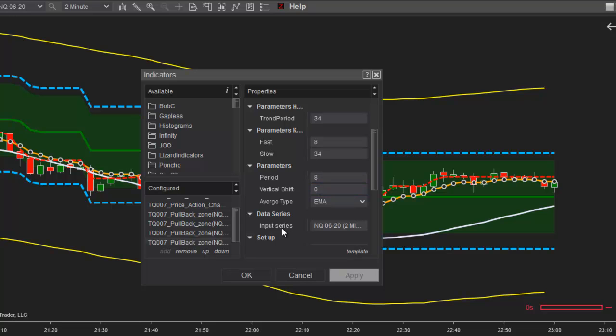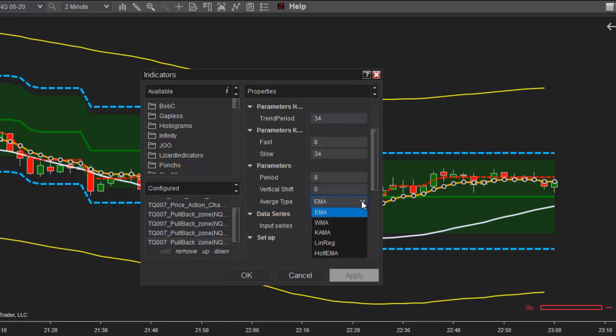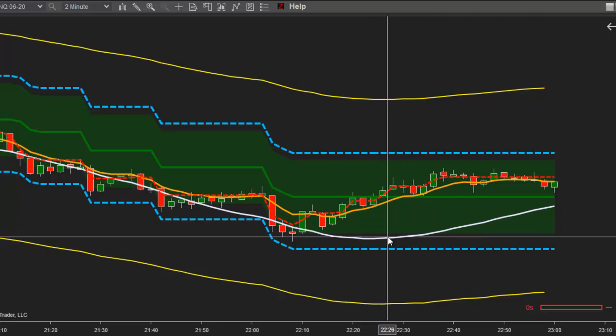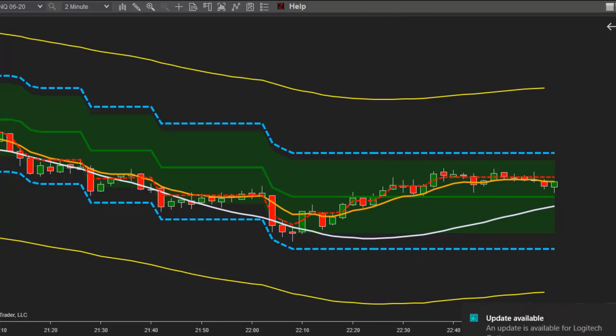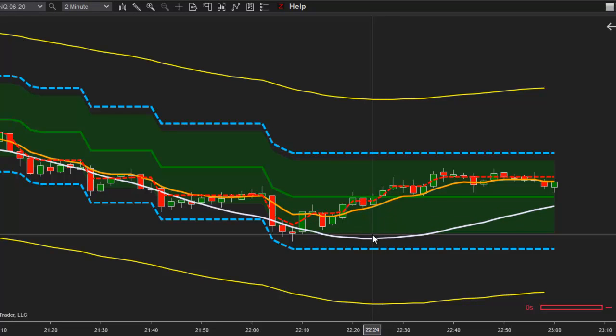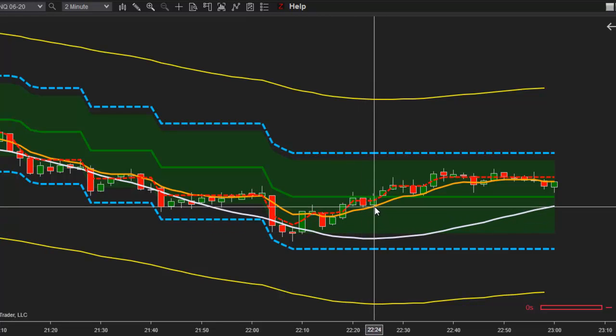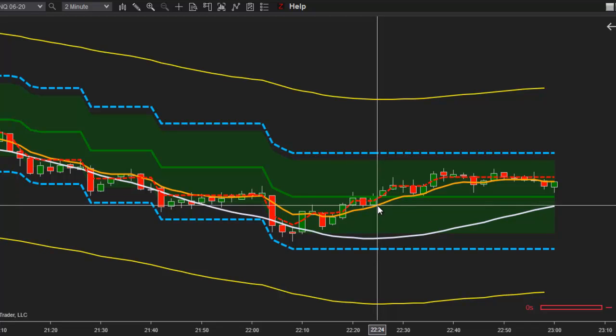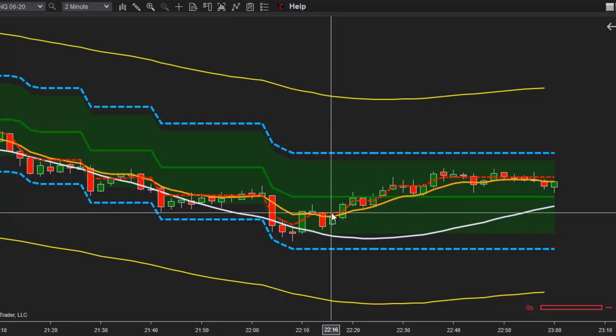It's under the pullback zone because we have a few indicators, five of them in there that we can change. I like a halt over here and EMA, so I can get both from the same indicator. But if I want 2 different indicators, I have to add the TQ007 price action channel twice. If I want 3, I have to add it 3 times. So that was orange.